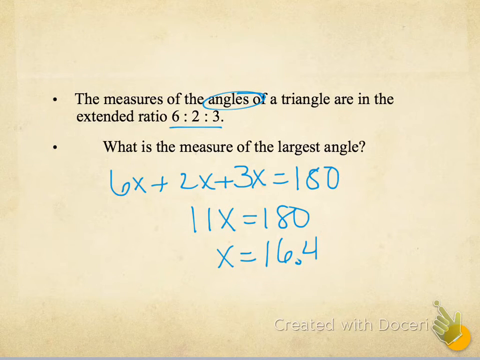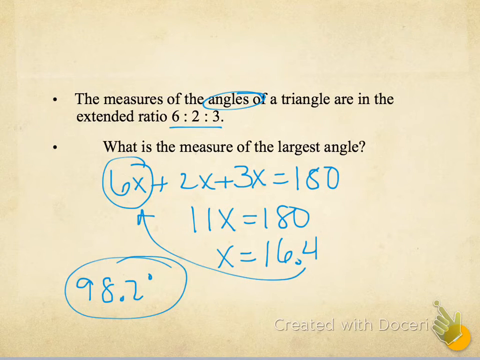But I want to know what the largest one is. Well, 6 is my largest angle ratio. So I'm going to plug that in for this. So then my largest is 98.2 degrees. We're talking about the largest angle, so make sure you measure it with the degree sign.